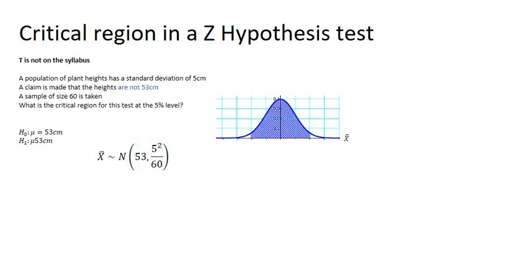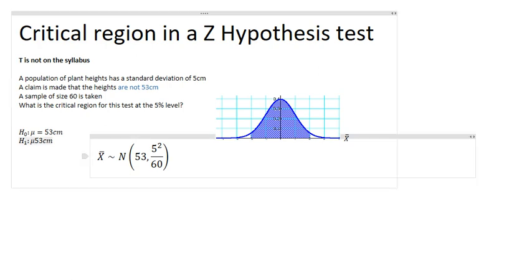Let's just adjust the question to a claim is made that the heights are not 53 rather than greater than 53. Everything else is the same. So I just change the alternative hypothesis to not equals to. And that makes it a two-tailed test. And the diagram looks like this.